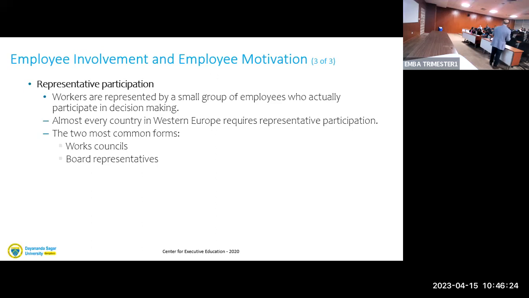So far, so good. ESOPs, what's the problem? ESOPs as a motivational tool, which is a good thing. This is also a good thing. What's the problem?